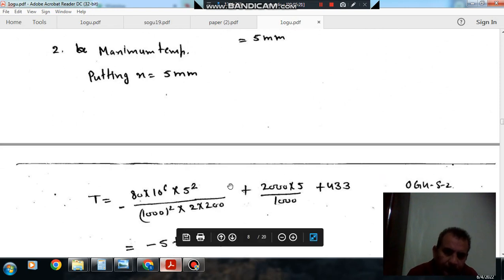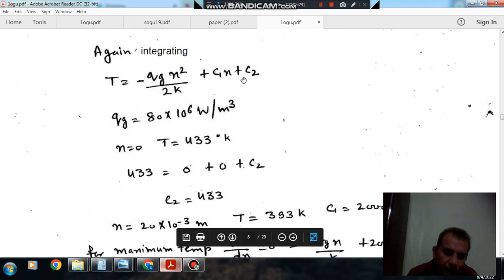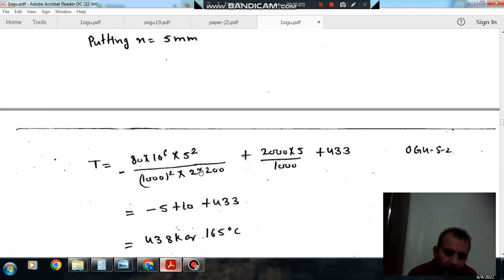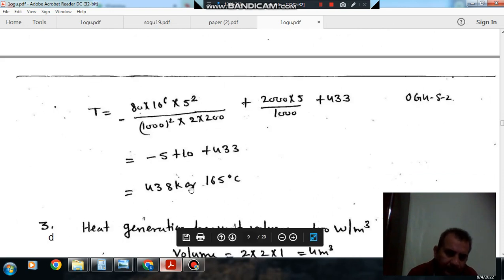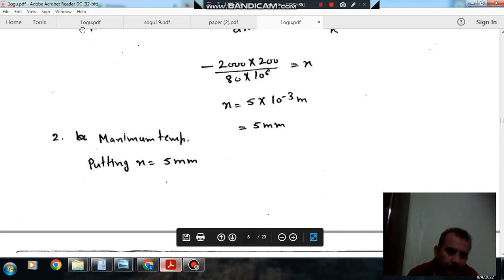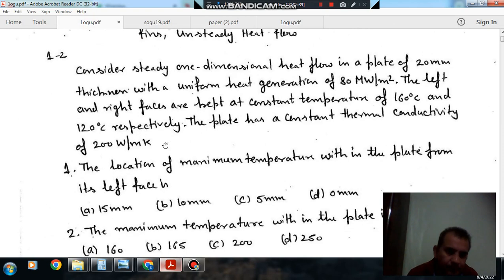And for question 2, we put x equal to 5 mm in the general equation of T, so we can get the maximum temperature. The maximum temperature is 438 Kelvin or 165 degrees Celsius. So option B is the right answer.